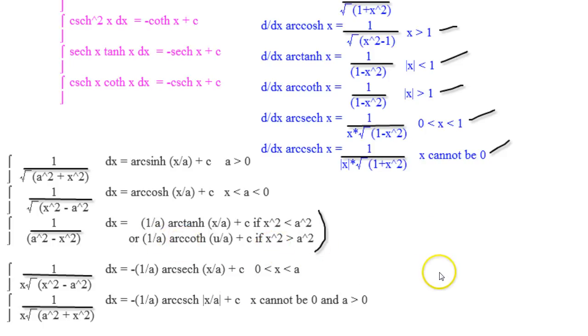So here are all the rules and everything, and just working with it. Take your time when working with this stuff. Remember, you might have to complete the square on some of these so that you can actually get the integral of them.